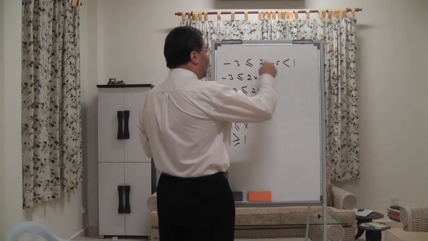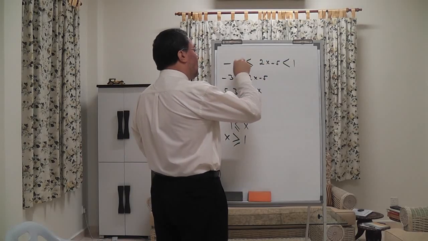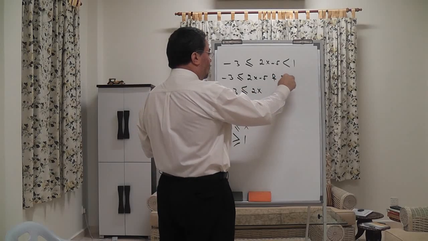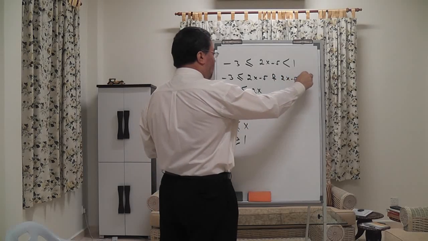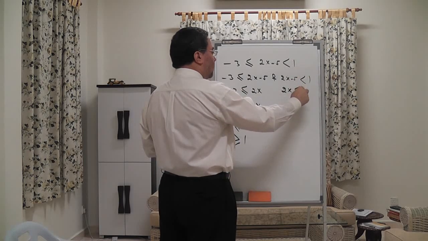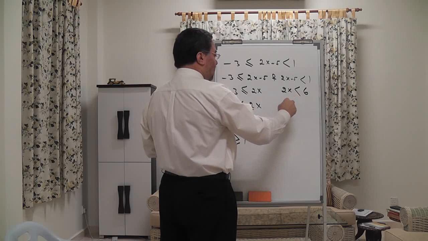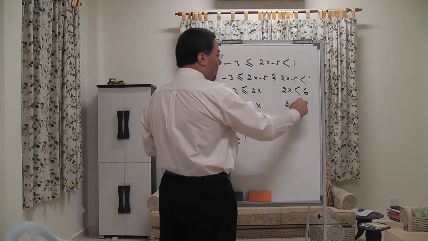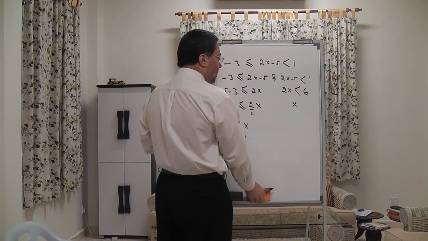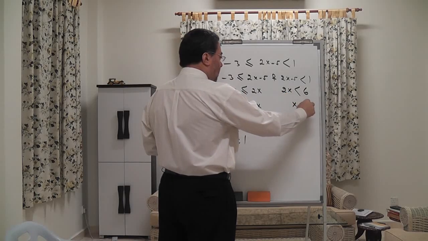The second one here, this is a conjunction, and 2x minus 5 less than 1. 2x less than, we take the 5 to the other side, add it to the 1, that's 6. We divide by 2, and x will be less than 3.